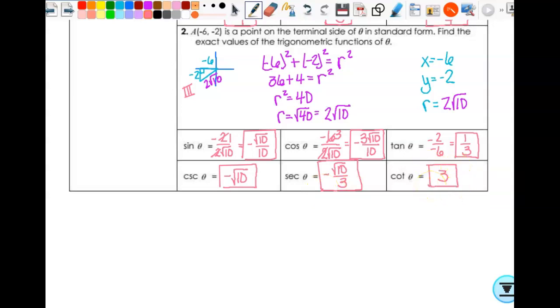So I don't know what theta's value is, but that's fine. Nobody asked me for that. I just needed the trig values of this. This is why it says of any angle. This is not our special angles, and r is not 1. Okay? So let's look a little farther into this.